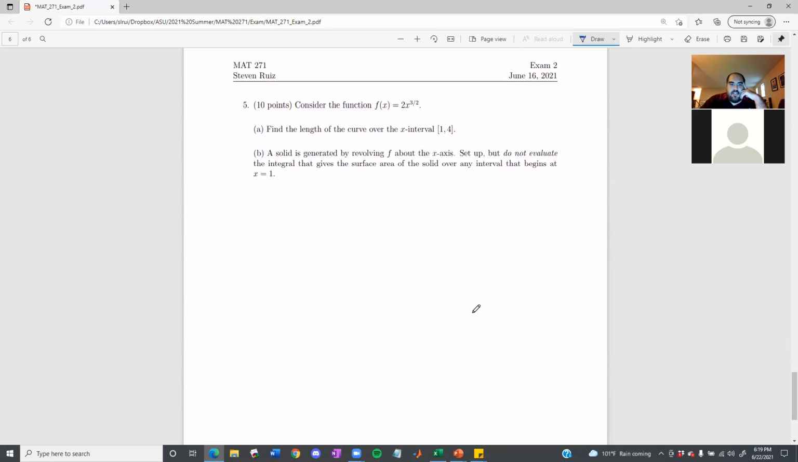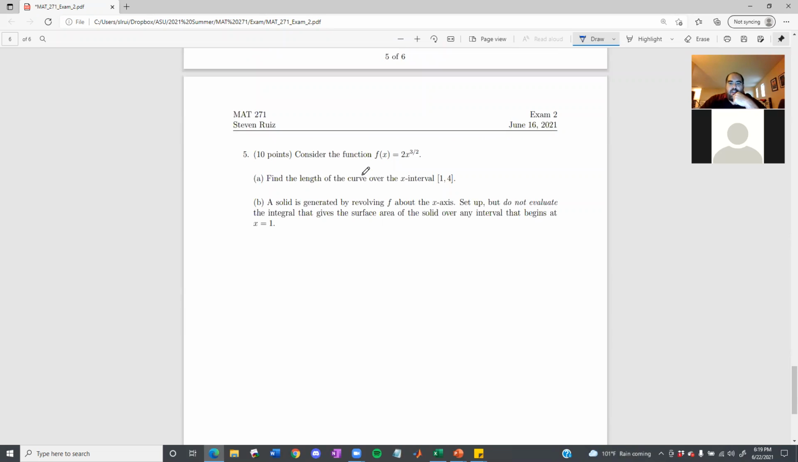And then 5, this went pretty well for a lot of people, which I was happy about because it had been quite a bit since we had done arc length and surface area. But overall, people did pretty well there, especially on part A. Part B, I think, setting these up for a general function, that seemed to be the mysterious part for most of the incorrect responses I got for B.